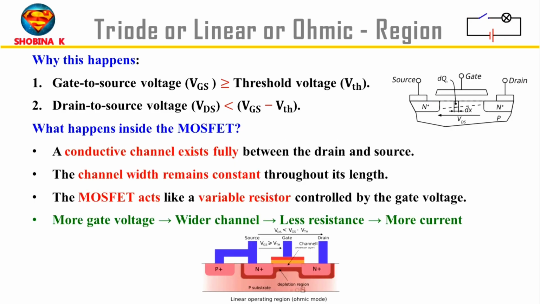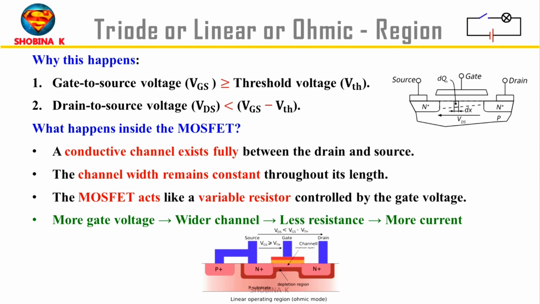Now what happens inside the MOSFET is, a conductive channel is formed between drain and source. This means there is a clear path for current to flow. The MOSFET is on, so electrons or holes can freely move from source to drain through the channel. Next, the channel width remains constant throughout its length. That is, the thickness of the channel doesn't shrink near the drain. It stays same from start to end, like a uniform pipe.